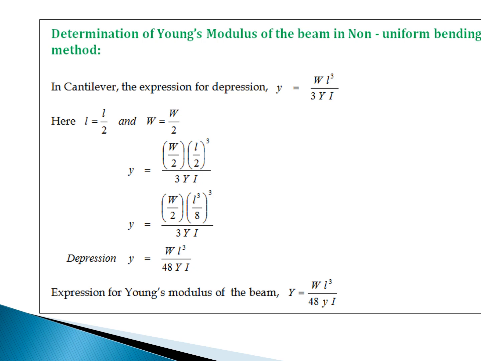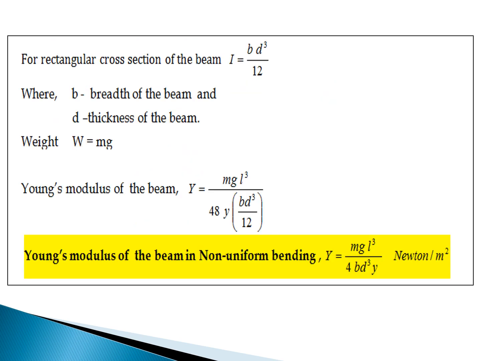where y is the depression and L is the distance between the two knife edges and W is equal to M into G, that we are going to see now, and capital I is the moment of inertia and that is equal to BD cube by 12 for rectangular beams. So this is what I have mentioned here. I is equal to BD cube by 12 and W is equal to M into G. So on substituting all these values in the Young's modulus formula, you will get the final expression as Y is equal to mgL cube divided by 4 BD cube y, Newton per meter square. So this is the formula to find the Young's modulus of the beam by non-uniform bending method.